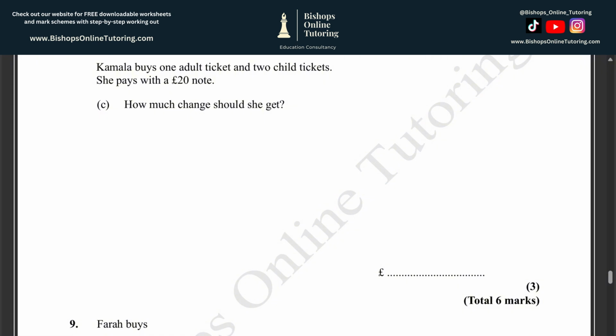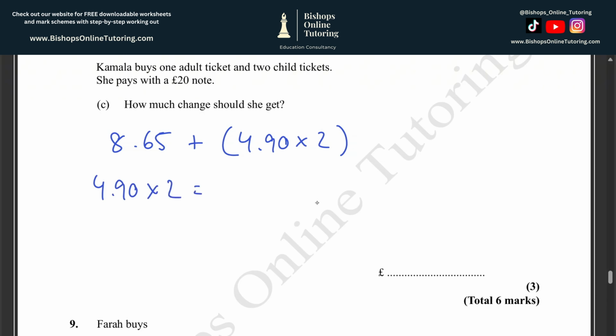Kamala buys 1 adult ticket and 2 child tickets. She pays with a £20 note. How much change should she get? So the 1 adult ticket is £8.65 and the 2 child tickets are going to be £4.90 times by 2. So now let's work out £4.90 times by 2, which is equal to £9.80.